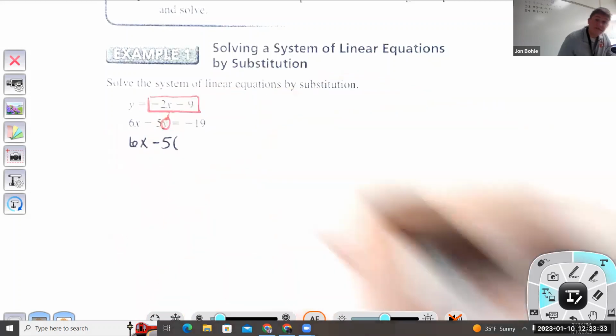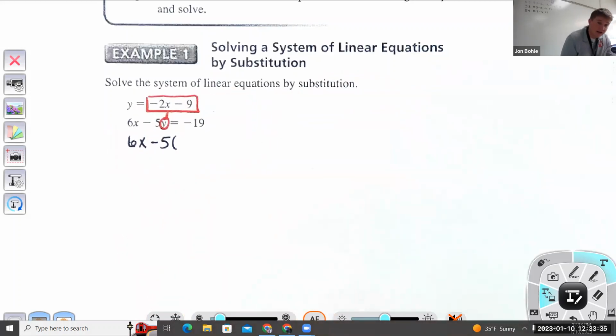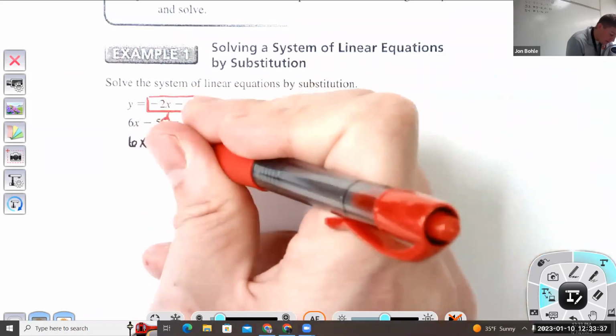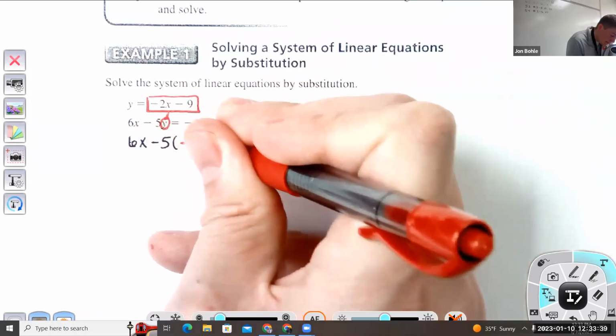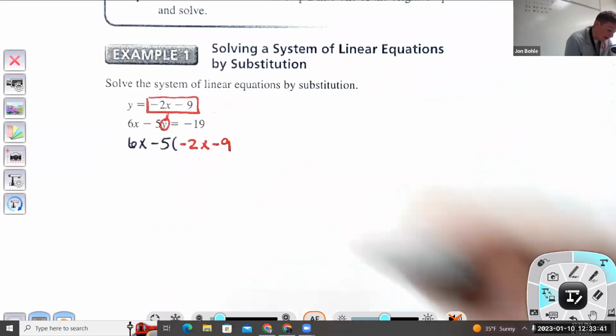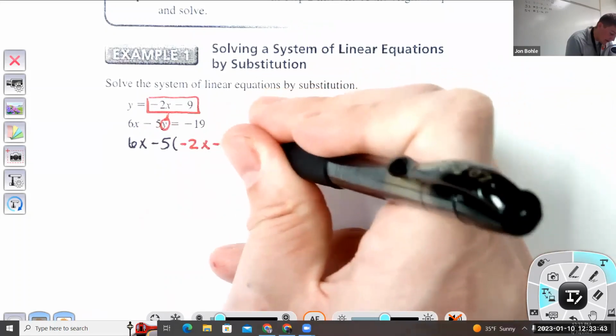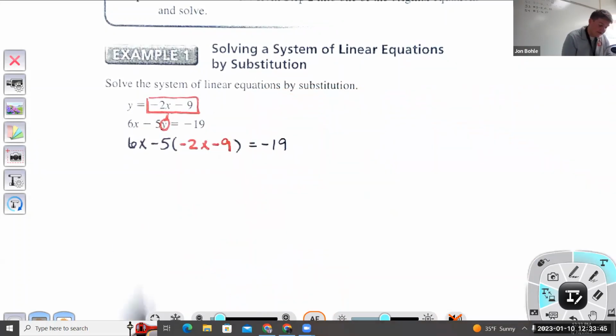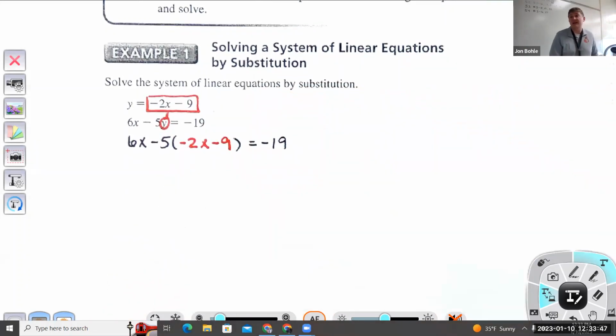Notice that I'm not replacing the 5. I'm replacing only the y, and I'm going to wrap it in parentheses because I need to multiply 5 times y, and additionally, it serves as a little placeholder of where y was previously. All right, this is quite the crucial step. Do I have any questions about that?